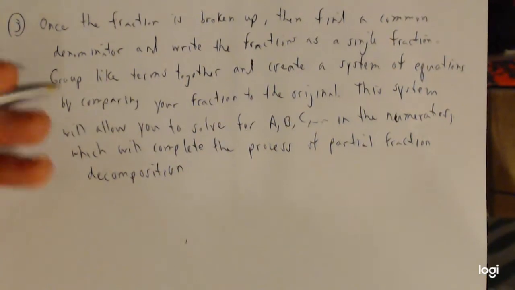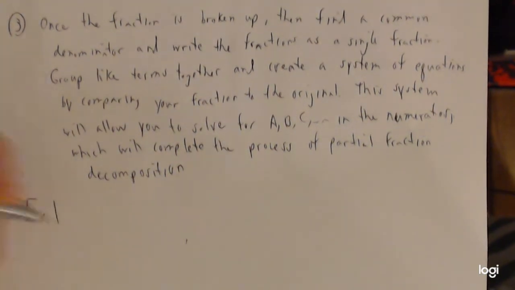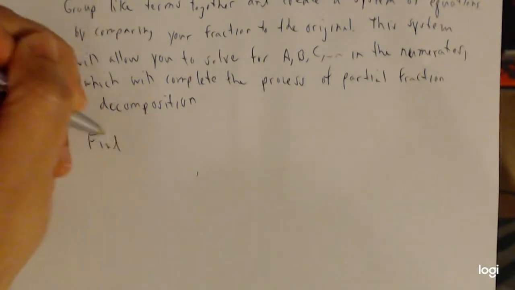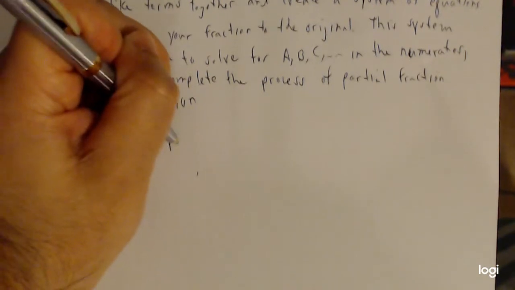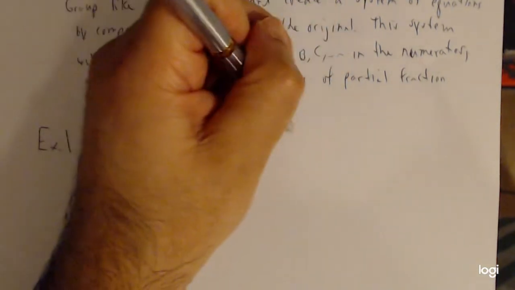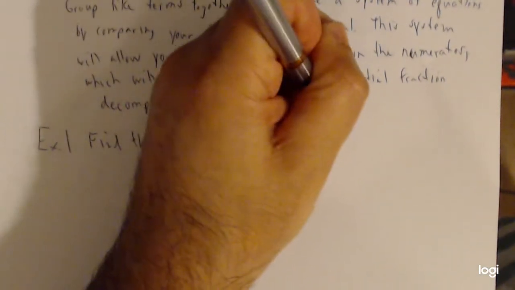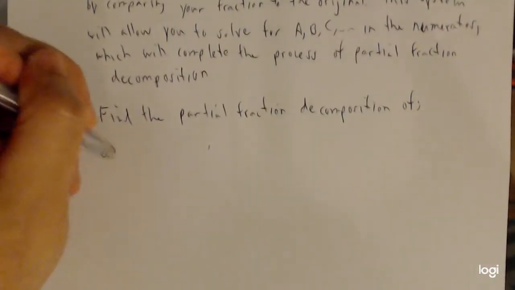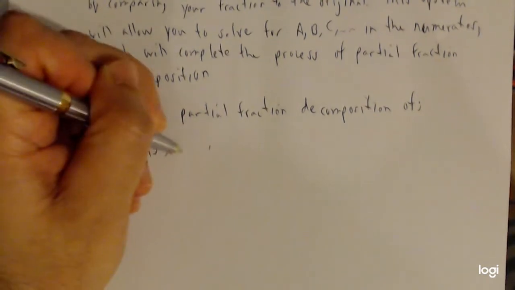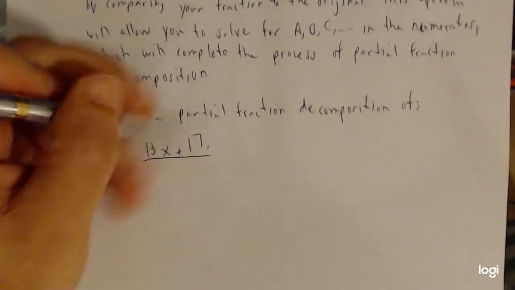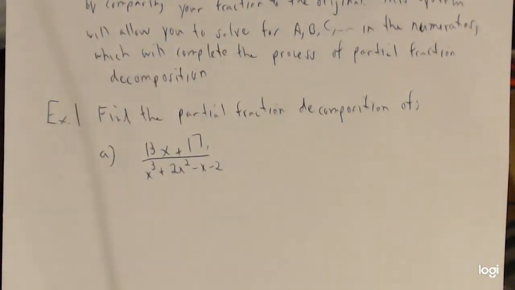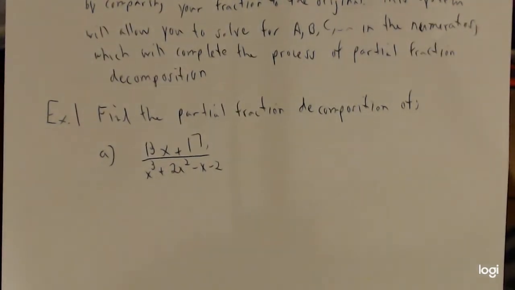So let's look at our first example where we'll perform 3 partial fraction decompositions. For example 1, we're going to say find the partial fraction decomposition of, so for part A, we'll do 3 of them. Part A will be 13x plus 17 over x cubed plus 2x squared minus x minus 2. Okay, so starting off with this, let's go with the steps that we wrote.